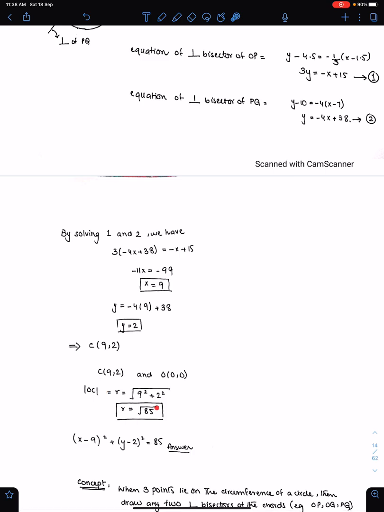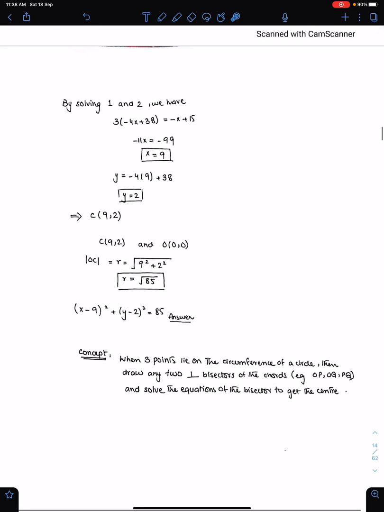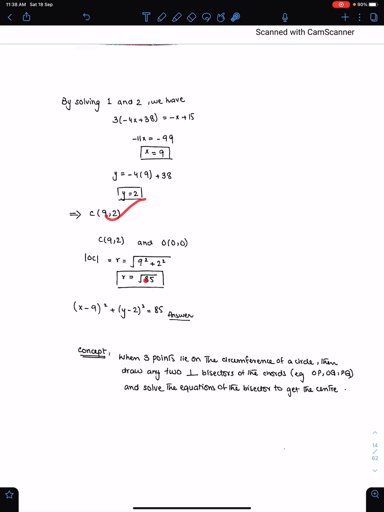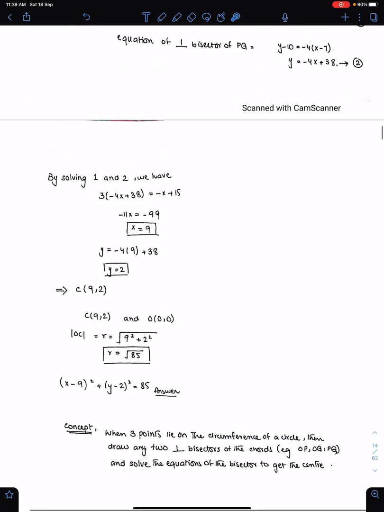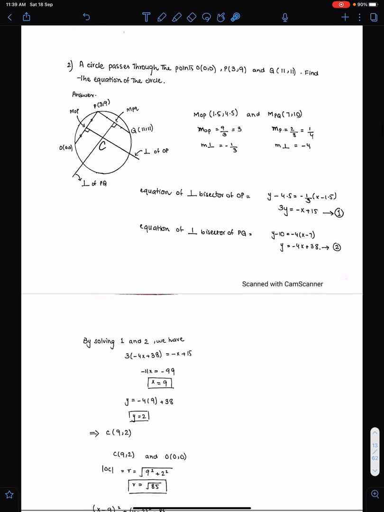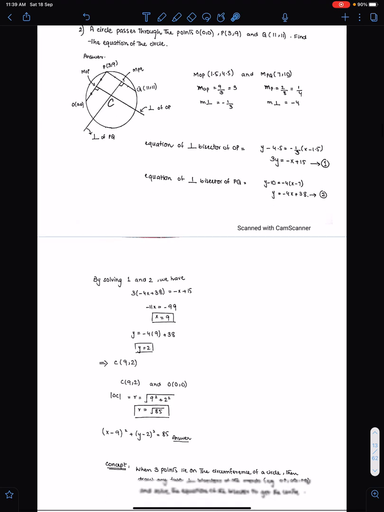We can get the radius. So we have the center, we have the radius, we can get the equation. Concept: when 3 points lie on the circumference of a circle, then draw any 2 perpendicular bisectors of the chords OP, OQ or PQ and solve the equation of those bisectors to get the center. You can take a screenshot of this solution because this question is very important.